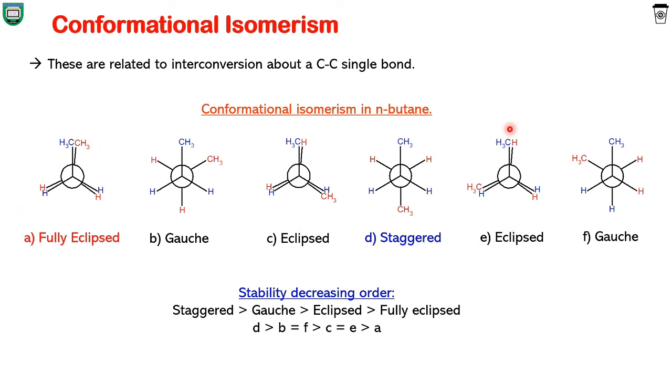And eclipsed is unstable, but not as much as the fully eclipsed one. It has a little less energy than fully eclipsed, and a little more stable one is gauche, and the most stable one is staggered, because the methyl groups are completely on opposite sides. In gauche, the methyl groups are still a little bit near, not completely opposite like in staggered. So the highest stability is the staggered, the second most stable is the gauche, followed by eclipsed, and the last, most unstable one is the fully eclipsed.